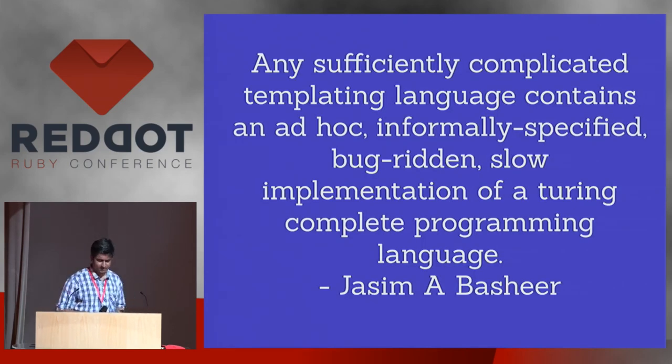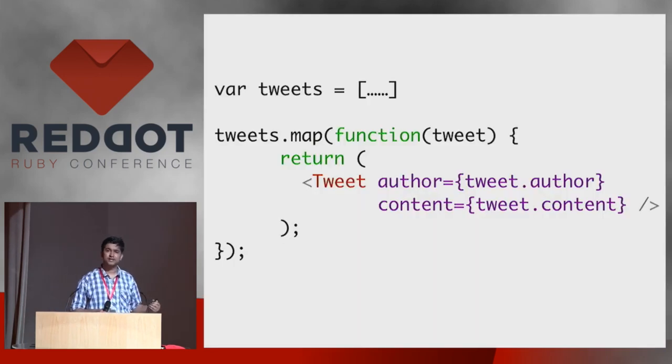So this is a quote by Jasim, and he says that any templating language is a slow, bug-ridden implementation of a complete programming language. What he's trying to say here is that you have all those features present in the programming language, and in our case, for web, that programming language is JavaScript. So React, instead of writing a new templating language, you just use JavaScript.